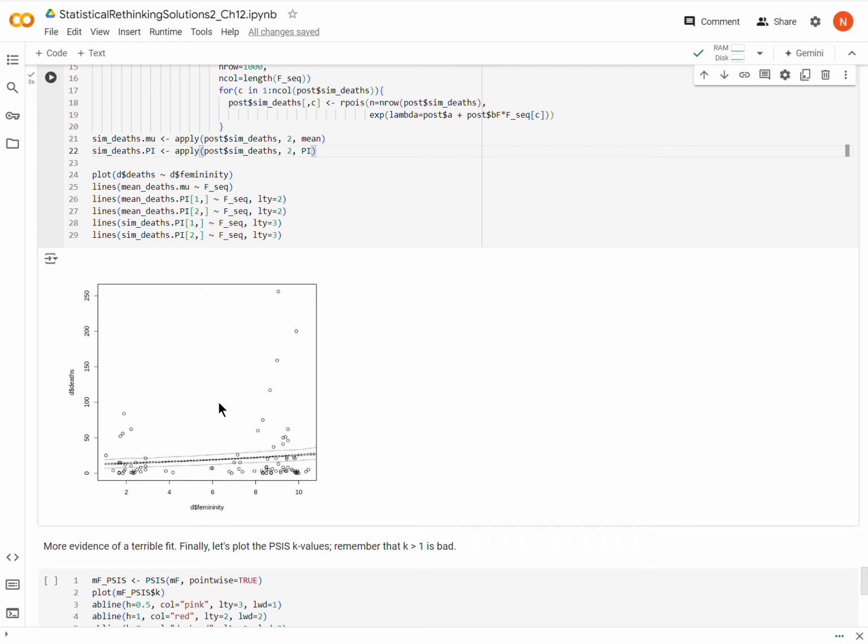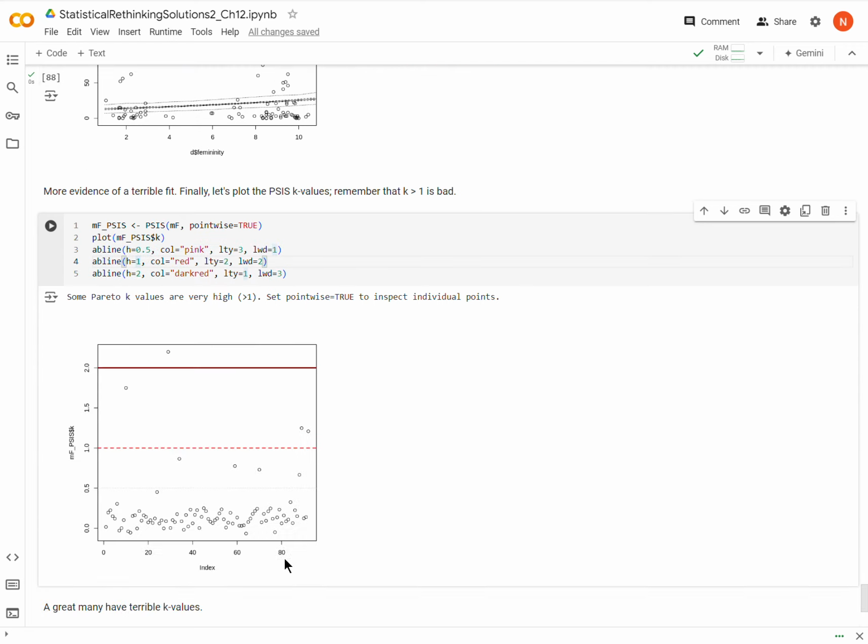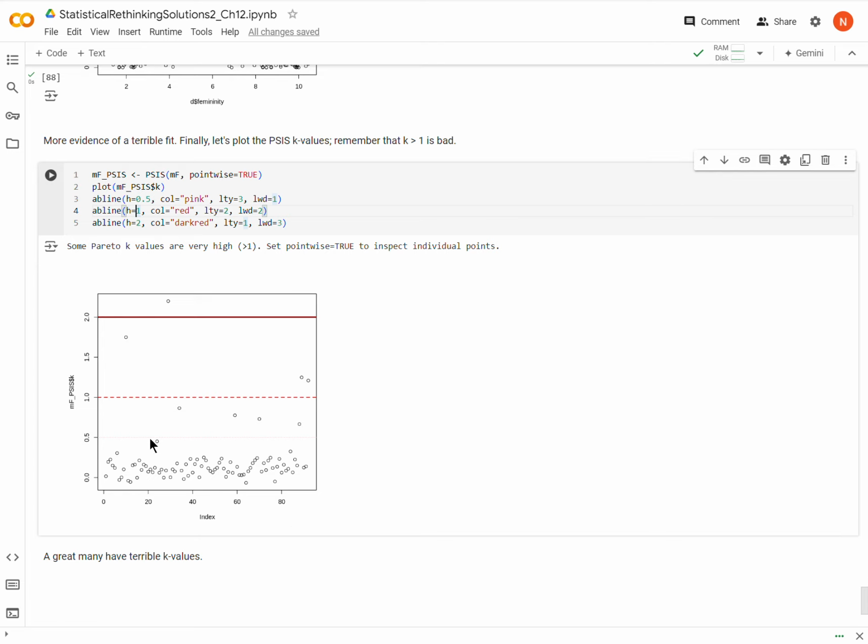Now there's one more way that we can look at the fit, or lack thereof, of our model, and that's with the k values from the PSIS. I'm going to plot the PSIS values. First I take the pointwise PSIS scores from the model and plot them. Remember that values of 0.5 and 1 are bad values, so I'm demarcating bad to worse values of k with these different lines. Here's most of the k values, but we see a great number of k values greater than 0.5, greater than 1, and there's even one here that's greater than 2. There are 2 observations greater than 1.5. So again, our model is just not doing a very good job of capturing anything.